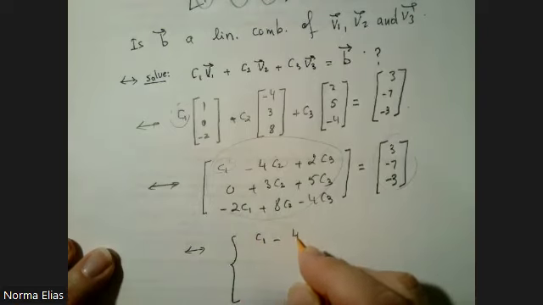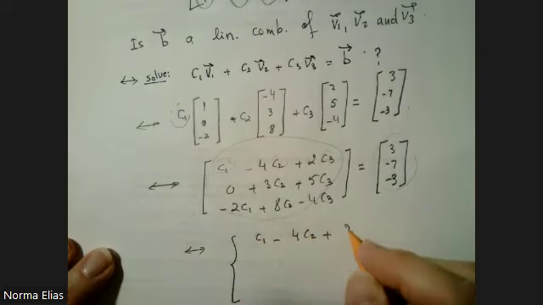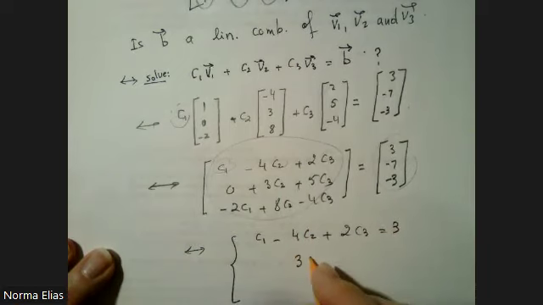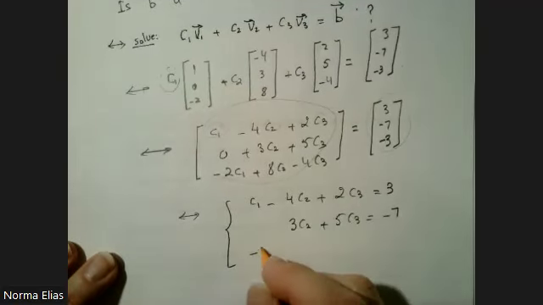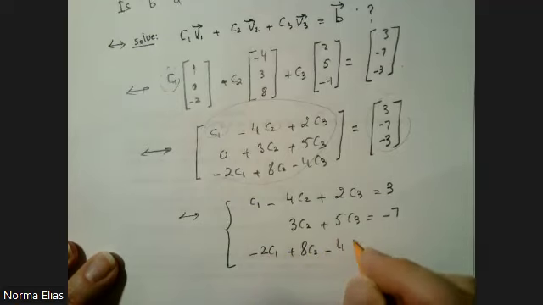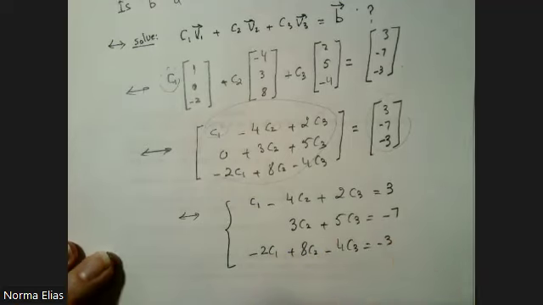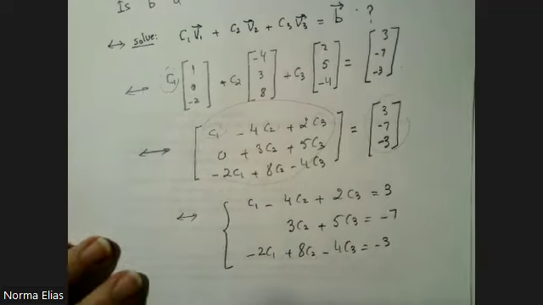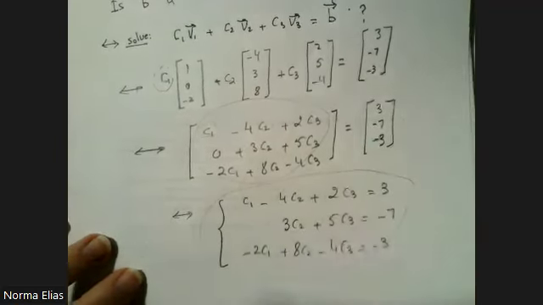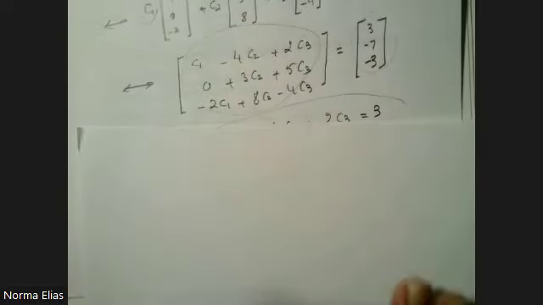C1 minus 4C2 plus 2C3 equal to 3. And then 3C2 plus 5C3 equal minus 7. And finally, minus 2C1 plus 8C2 minus 4C3 equal minus 3. And now it's a simple system of 3 equations, 3 unknowns. So the only way to do it is to solve it.